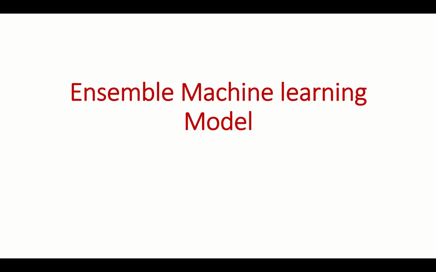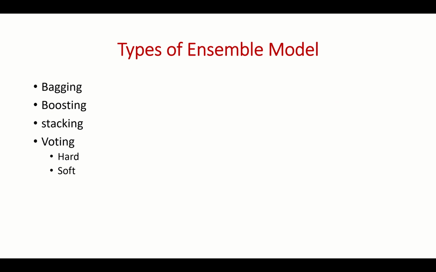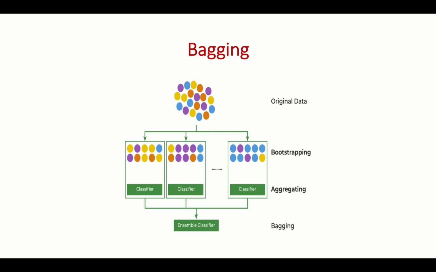Before we get into the coding part, let us see what an ensemble model is. An ensemble model uses more than one model, or the predictions of more than one model, to get the final result. There are different types of ensemble models: bagging, boosting, stacking and voting ensemble models. If you take the bagging model, here you can see different classifiers.